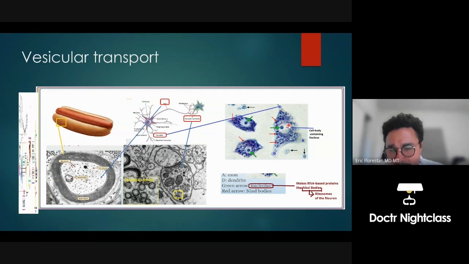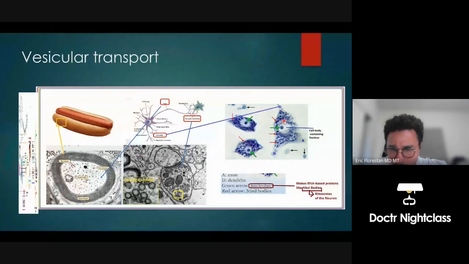And the only thing the nucleolus does, it has one job. Okay, so you see the green arrows pointing to the nucleolus. One job. The nucleolus makes RNA-based protein. That's it. Makes RNA-based protein.